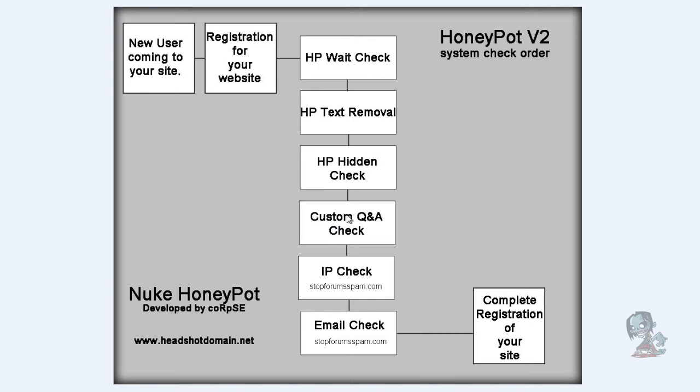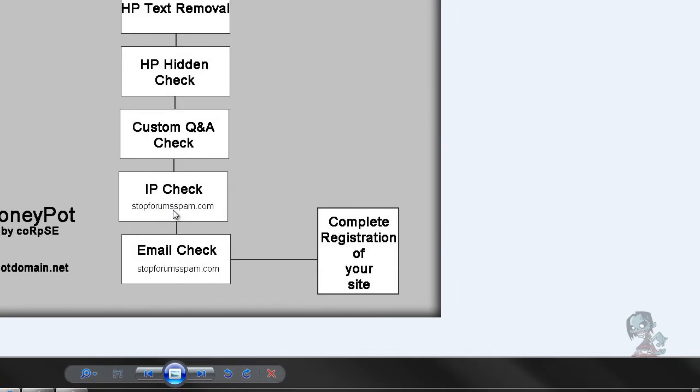And if they are able to get by that, then it takes the IP that they're trying to register on your site with, and it'll check it through the API on stopforwardspam.com, and it will come back saying yes, it's been blocked, or no. If it has been flagged, of course, it will stop them dead right there.